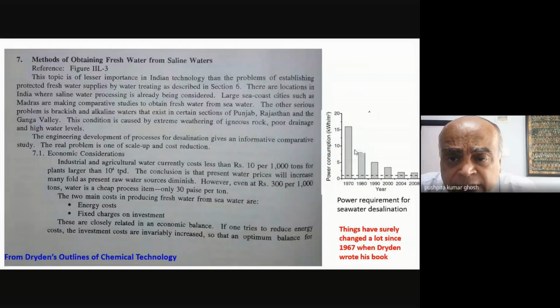Now, one thing: Dryden, when he wrote this in 1968, was conscious even at that time that in India, at some point desalination would be required. He talked about certain places where the water is just not of good quality, which might mean that you require desalination, or if you are along the coast and there is no water at all, then of course you have no choice. You may require desalinated water.